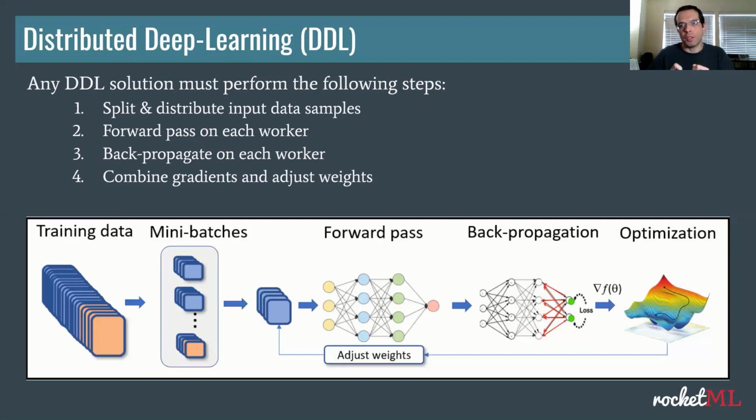If each one of the workers computes its own gradients, say, in one of the strategies, you have to be able to average these so that everyone can update their weights with the same gradient, for example, right? So these are the basic four steps that they all have to do, but how they do it is up for grabs. And there are different strategies to perform each one of these, and that's what we're going to take a look at now.